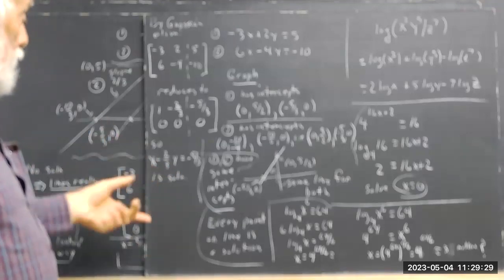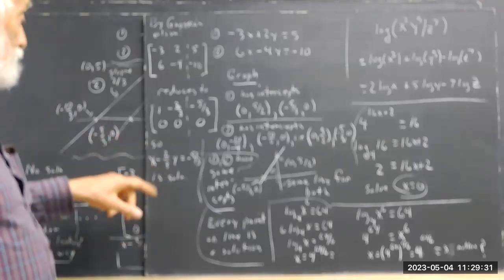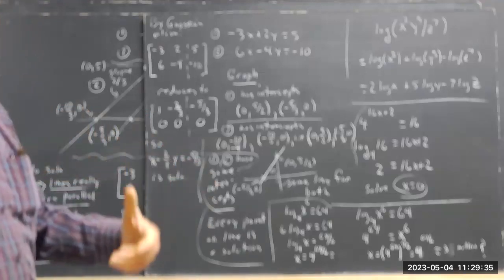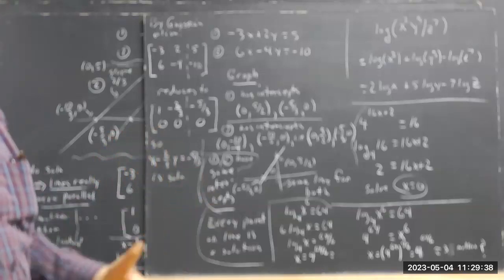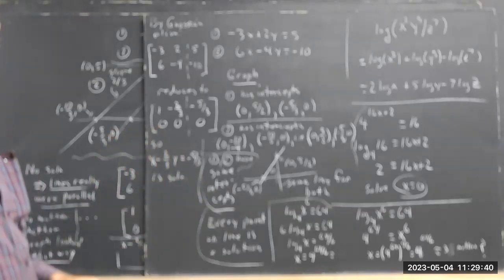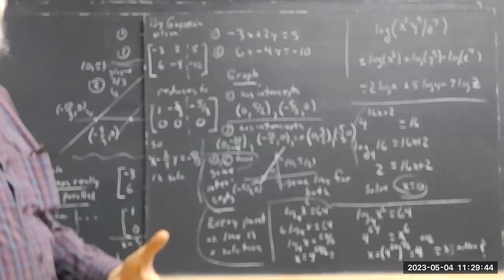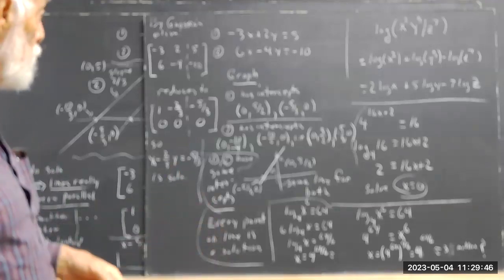And we can pick any value for x and solve for y, or we can pick any value for y and solve for x, and we get an ordered pair that satisfies the equation. And we can do that with any value of x or any value of y, so there are infinitely many solutions.